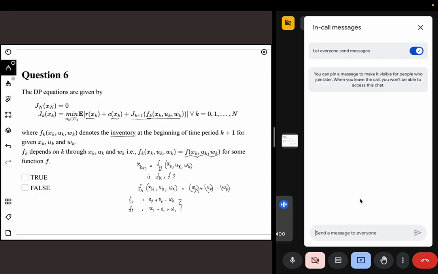But in the particular problem that we have considered in the inventory case, that is not the case. At every step k, the functional form is the same. The actual values can be different, but the functional form is the same. So fk is actually independent of k. Is that clear?